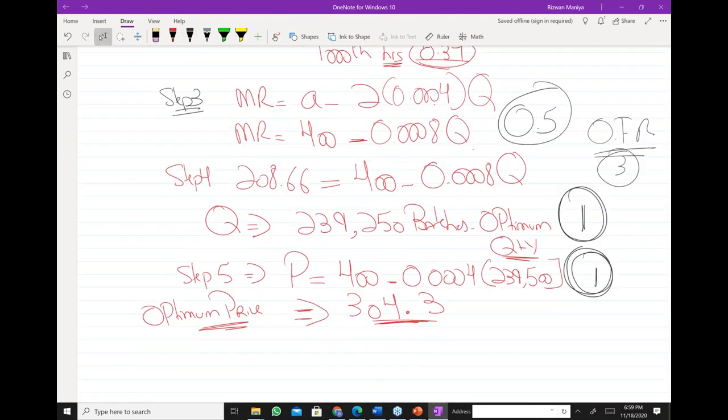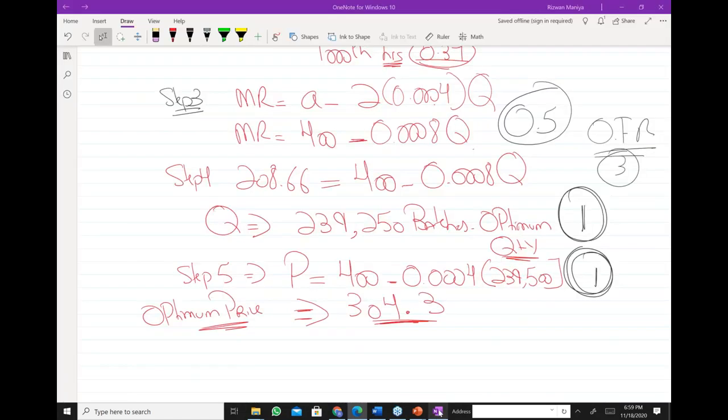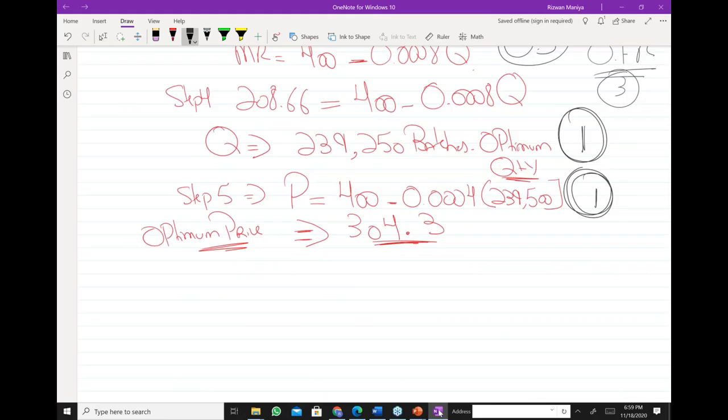Okay. Now we are done with this one. So what is left? Work out resulting annual profit at this price. Okay, so let's work out the profit now. 10 marks already done. So now 2 marks you will get for the profit. So sales revenue: quantity 239,500 multiplied by 304.3.